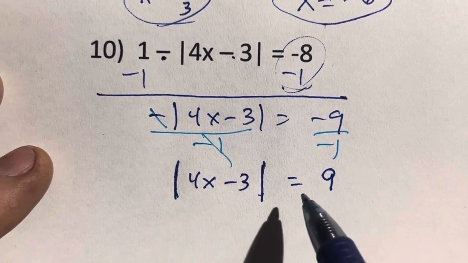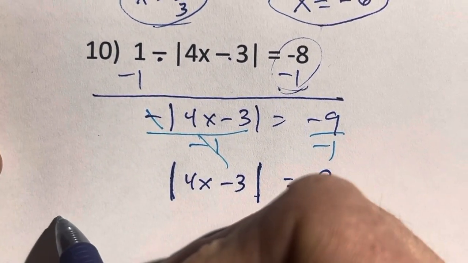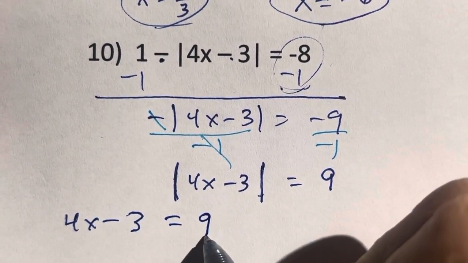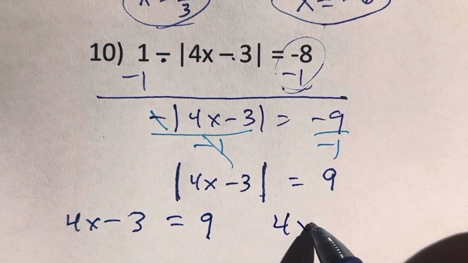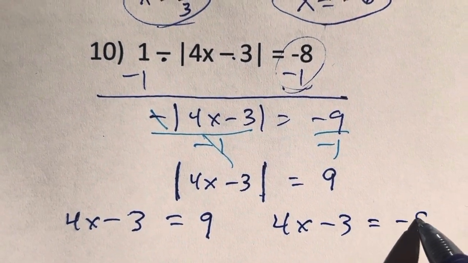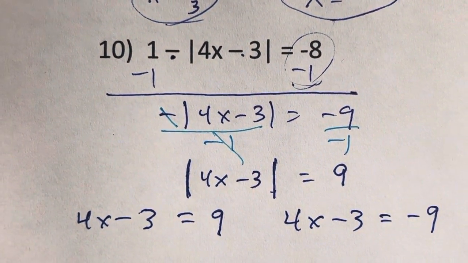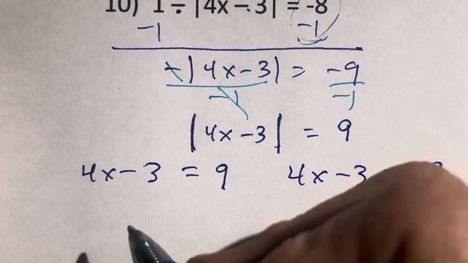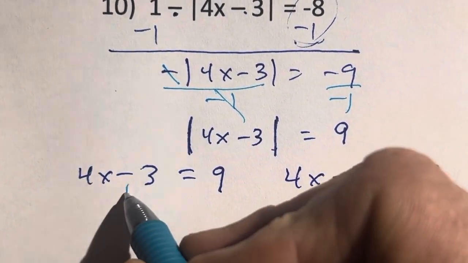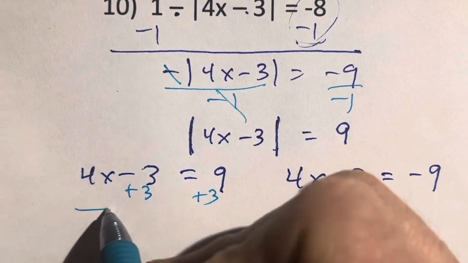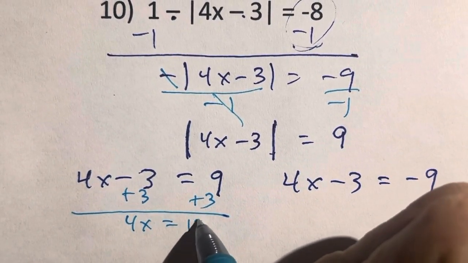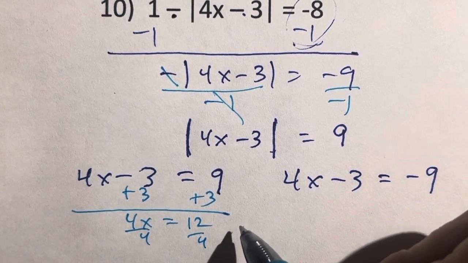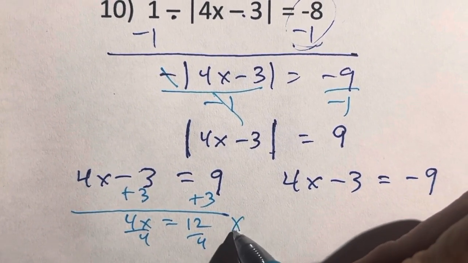And so now I can set up my two equations. So I've got 4x minus 3 equals 9. Then I have 4x minus 3 equals negative 9. I set up my two equations and solve both. Okay, so here I'm going to add 3 to both sides. So that means 4x equals 12. And then divide by 4. And I'm running out of room here. I get x equals 3.